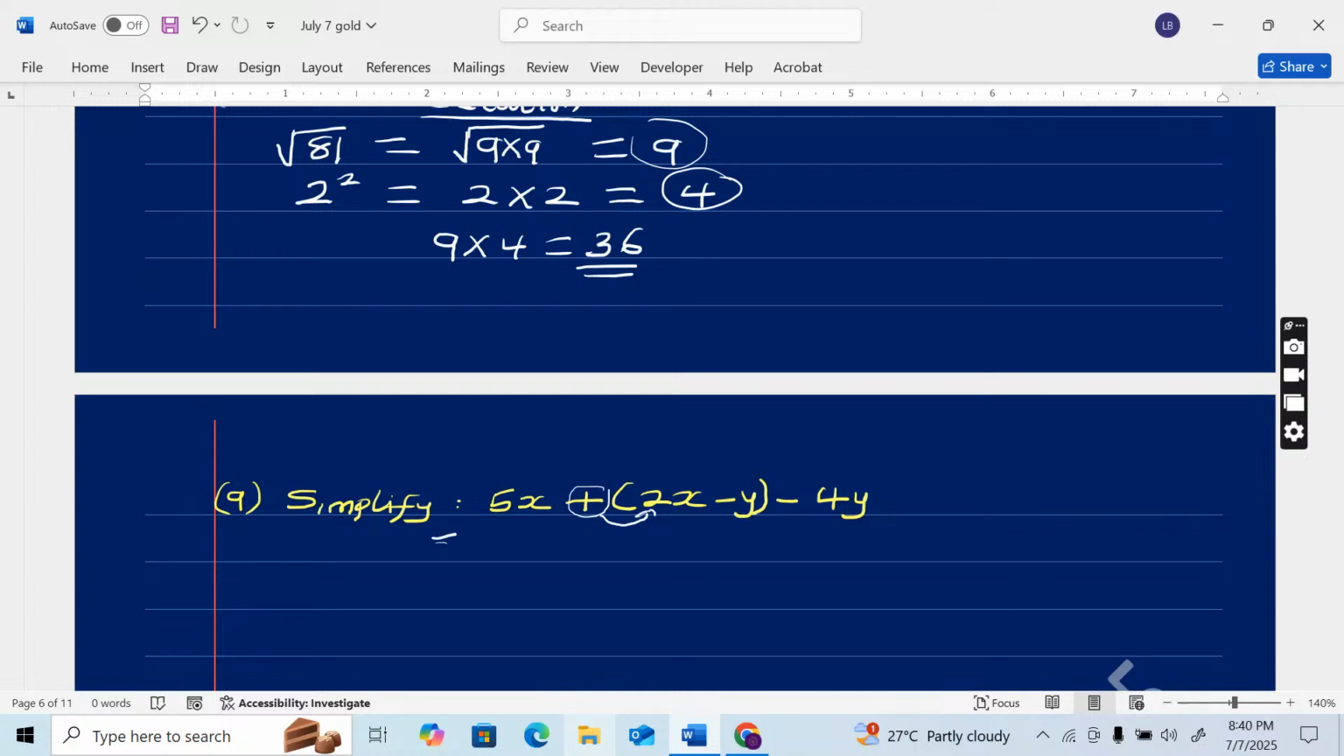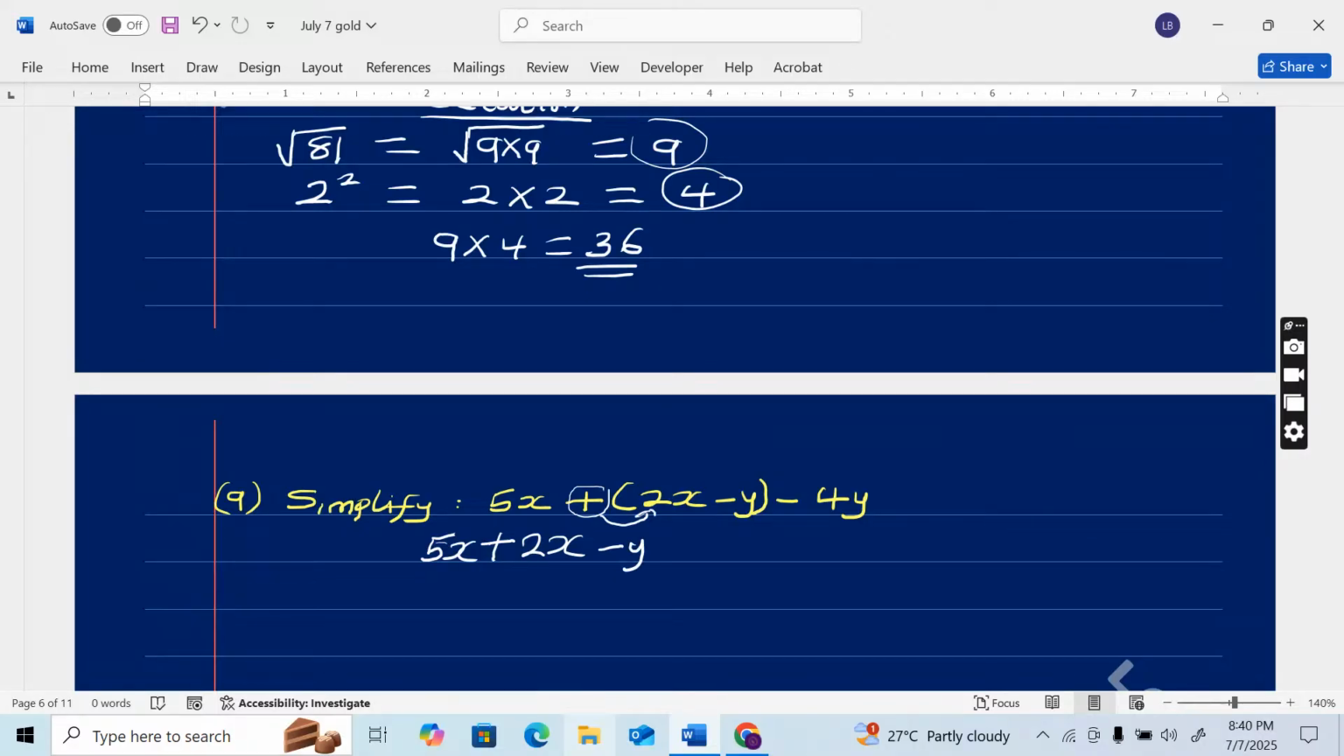So here we are going to have 5x, and since it is addition, what is in the bracket will not change. So plus times 2x will still give you your 2x, and you still have your y, because plus times minus is still minus. So this plus multiplying this minus will still give you your minus, then we have our y.